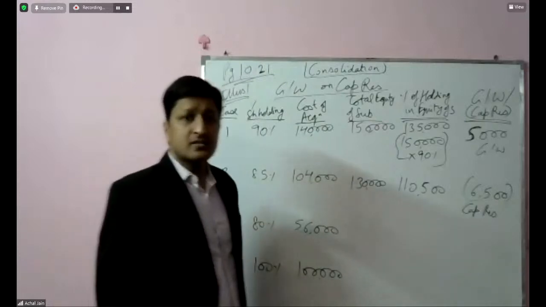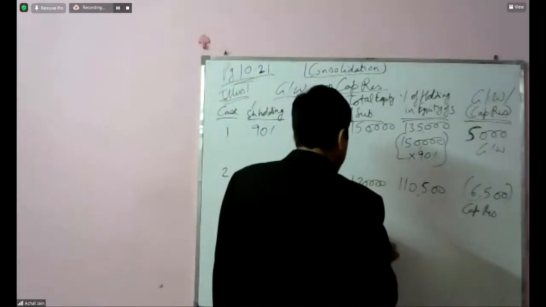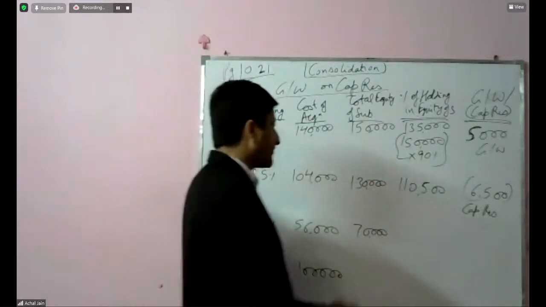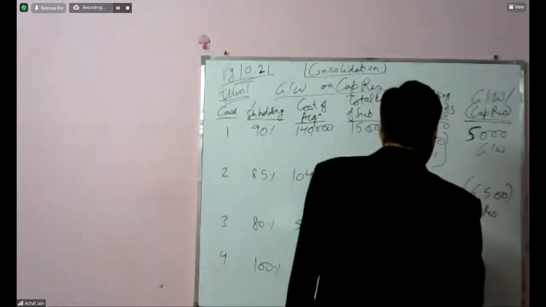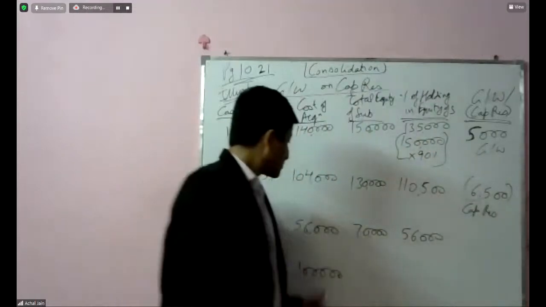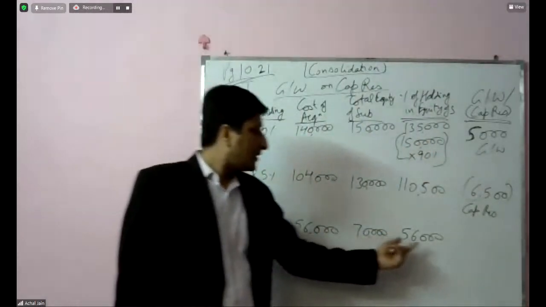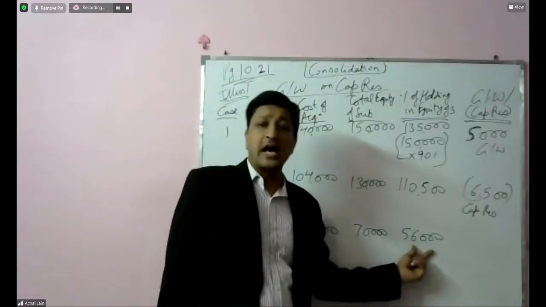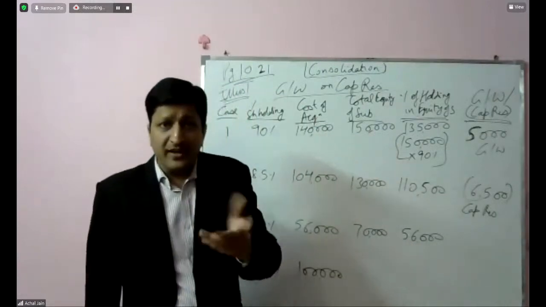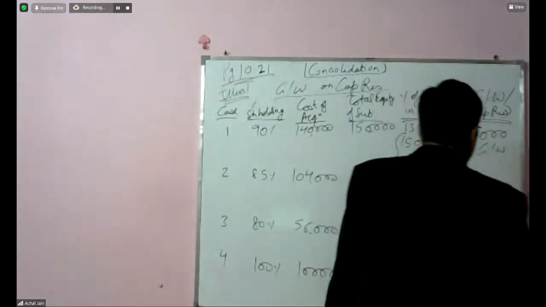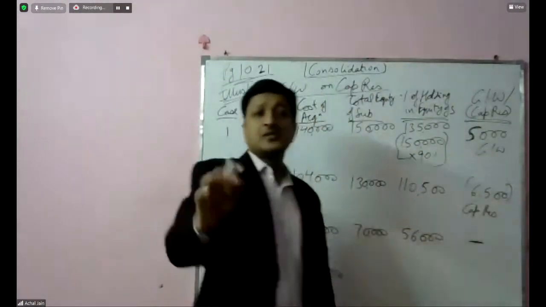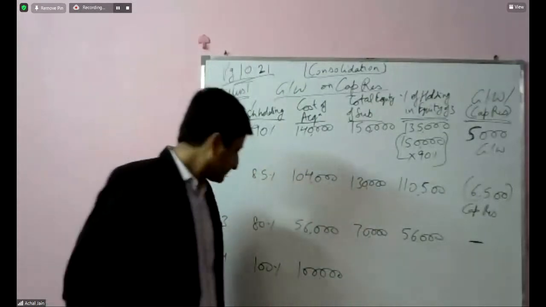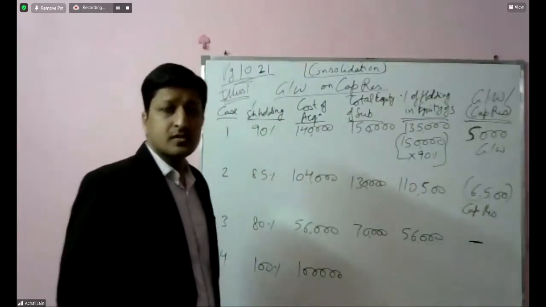Okay, moving on to the next one. This is 70,000 is the total, and 80% of 70,000, 56,000, is the portion of holding. So paid is 56,000 and net assets which are acquired because of this are 56,000. So do we have any goodwill or capital reserve? No, it's nil. There's no goodwill or capital reserve. Clear? Clear on this? Yeah.